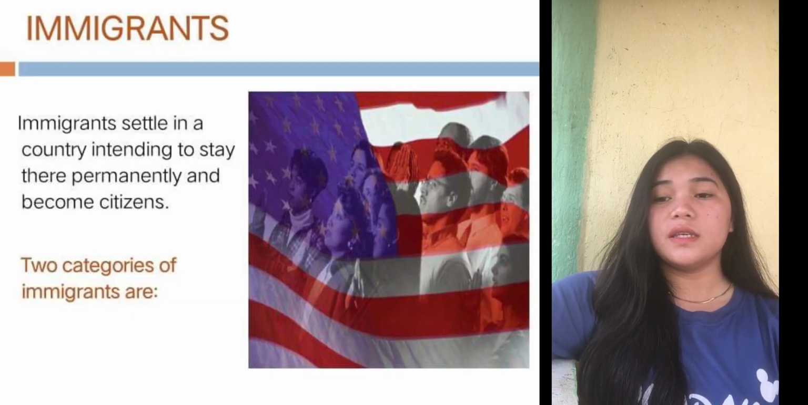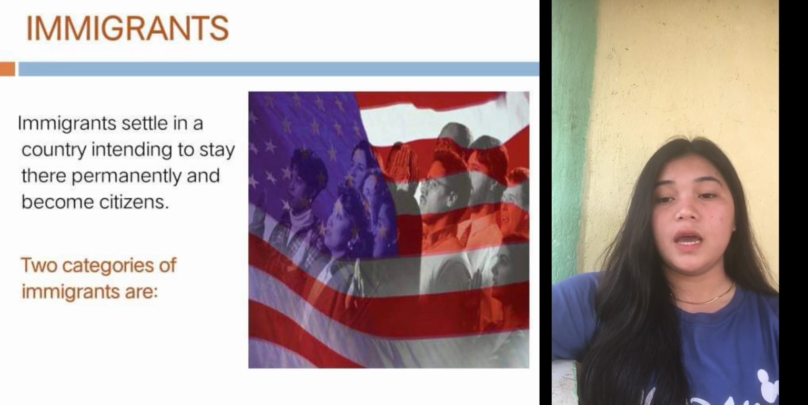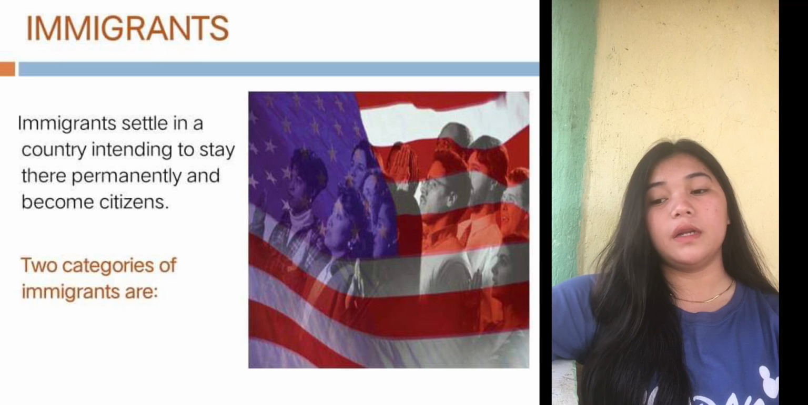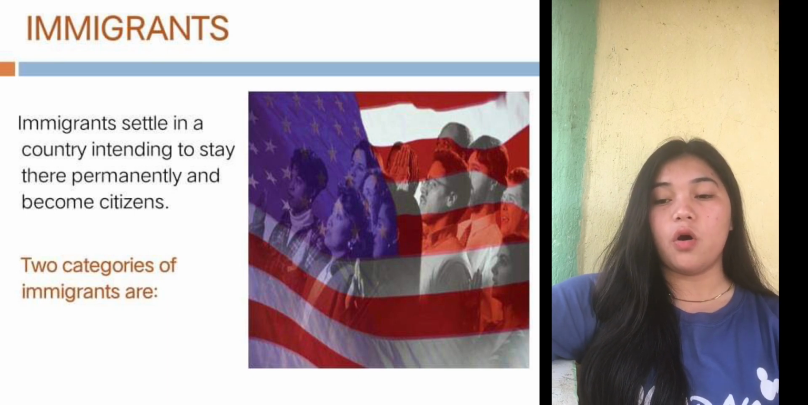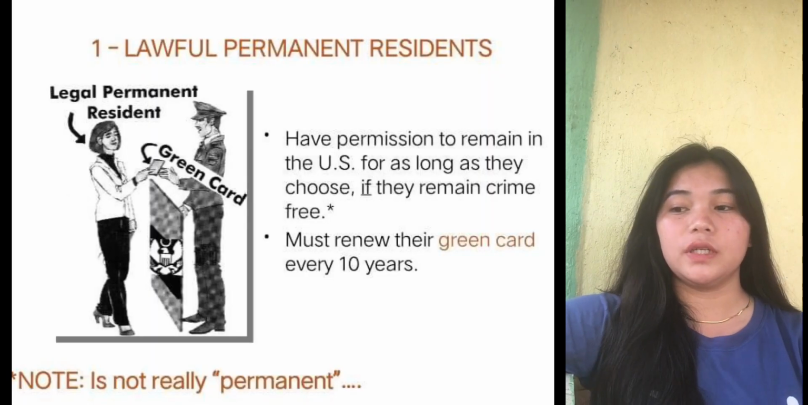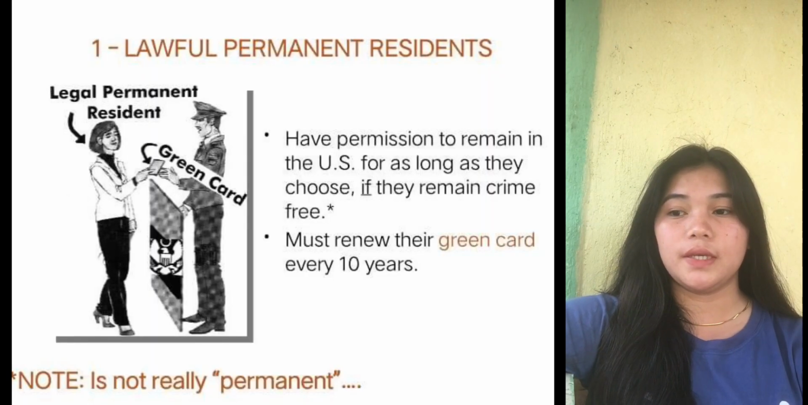An immigrant is someone settled in a country, intending to stay there permanently and become a citizen. Two categories of immigrants are lawful permanent residents and, the last one, refugees or asylees. Let's proceed to the lawful permanent residents.